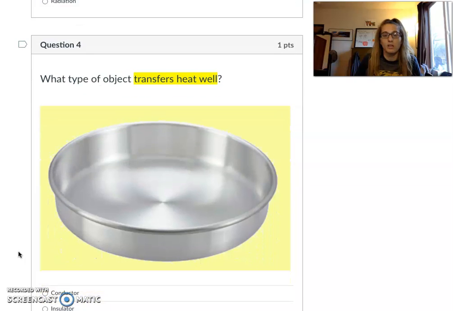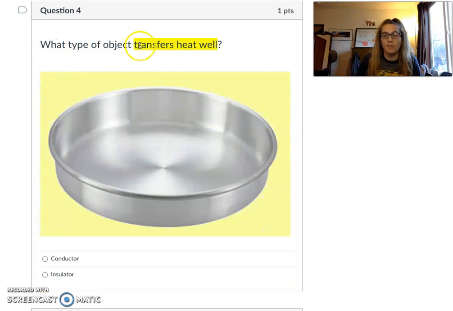Question 4. What type of object does transfer heat well? Where if this were hot, it would burn you if you touched it. Is that called a conductor or an insulator? Press pause to find your answer and play to begin.